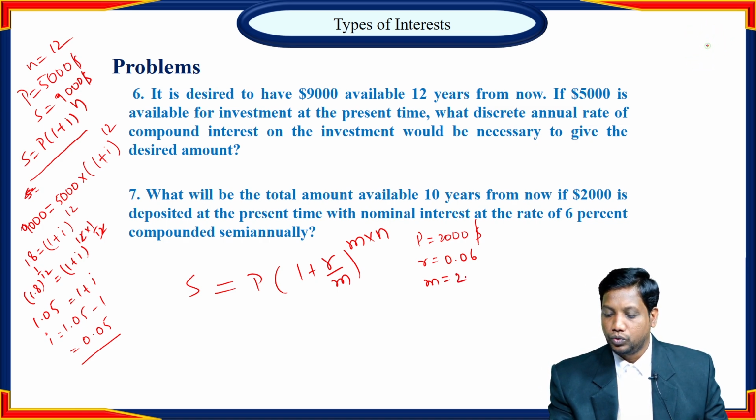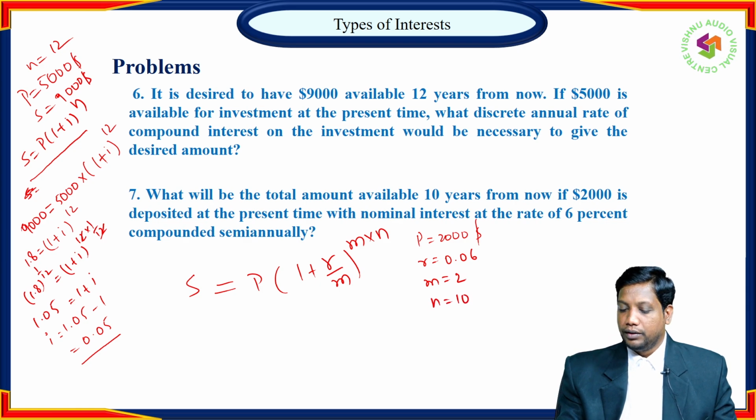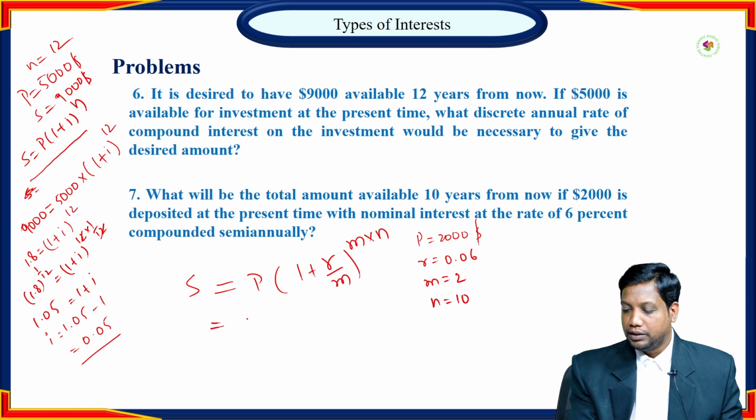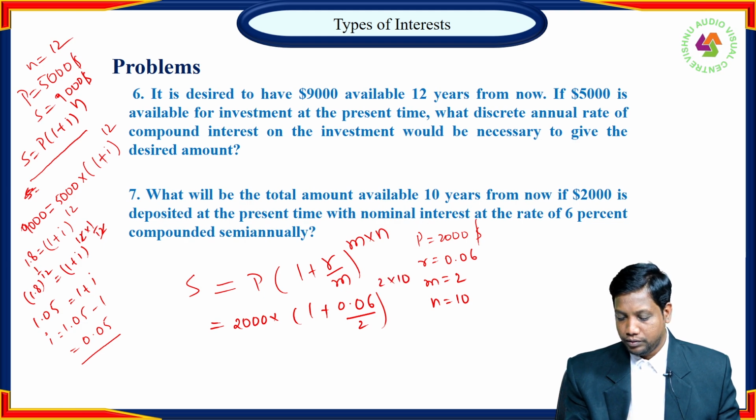So m equals 2. n is given as 10 years. Substitute the given components. P is $2,000 multiplied by (1 plus r, 0.06, divided by m. m is given as 2) whole power m into n, 2 into 10.